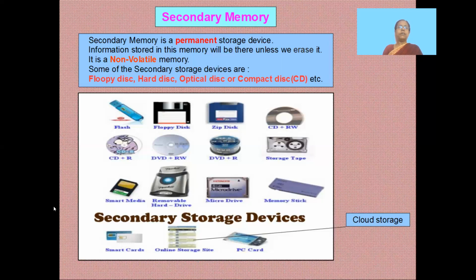So these are your secondary devices. They are permanent, non-volatile, and some of them are the floppy disk, hard disk, and you are also using pen drives. You have optical disk, you have compact disk, that's your CD. So all these, Blu-rays, all these are your secondary memory storage. And you always use a pen drive, so you know that's a secondary storage.